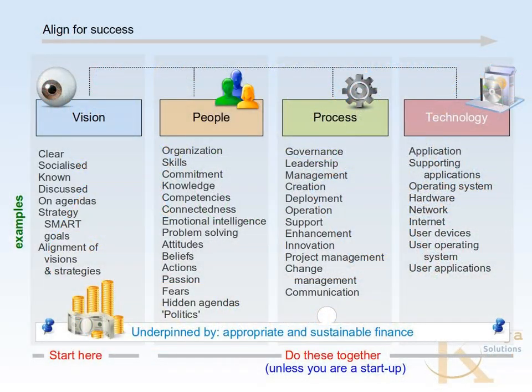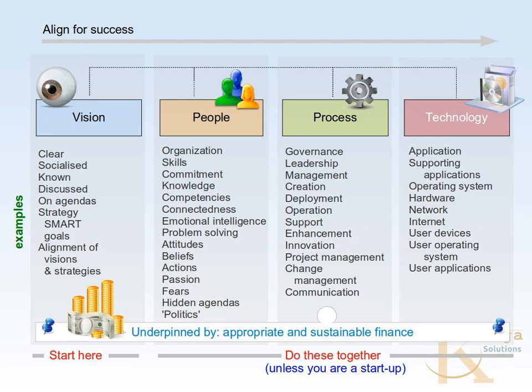So if we take those things, vision, people, process, technology, underpinned by sustainable finance, we can look at some examples of the kinds of things that fall in each of those baskets. In the vision basket, is the vision clear, socialized, known? Do people talk about it? Is it on agendas? Is there a strategy derived from it? Does the strategy have SMART goals? Are the goals aligned? Is there an alignment of visions and strategies within the organization?